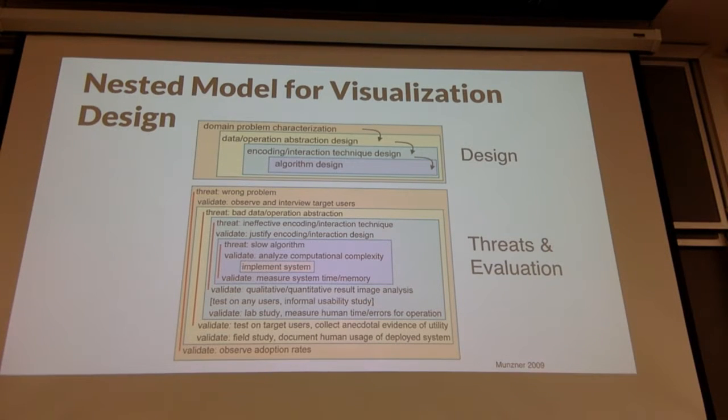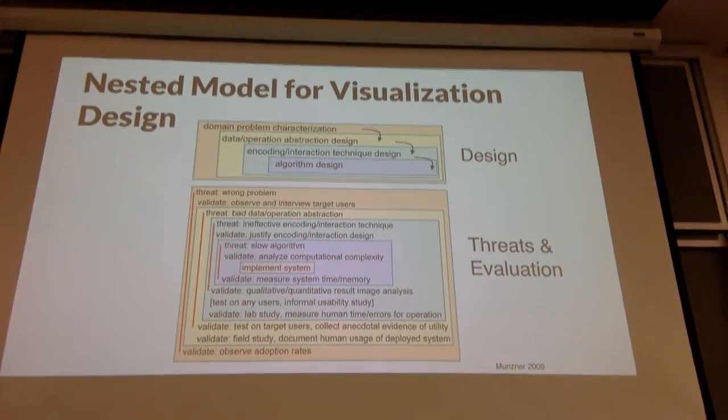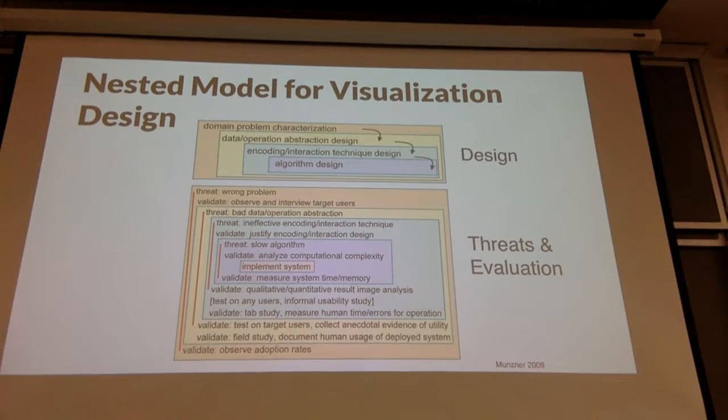On the encoding interaction technique design stack, we can do qualitative or quantitative result analysis. We can test on arbitrary users. It doesn't have to be the domain experts, because we are only validating the visual encoding and not the fitness for the domain. We could run a lab study and measure human performance or errors or anything like that.